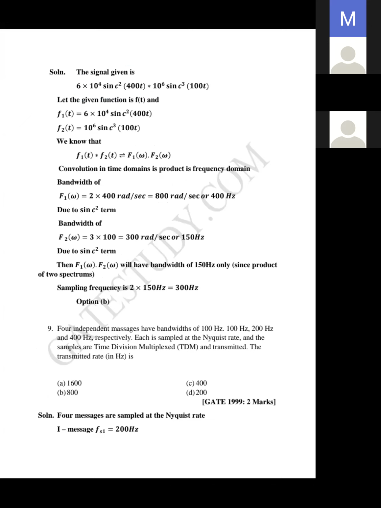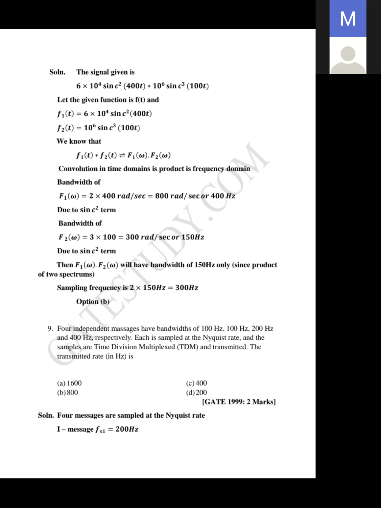f1 of t is equal to 6 into 10 power 4 sinc square 400t, and f2 of t is equal to 10 power 6 sinc cube 100t. We know that the product f1 of t into f2 of t in the time domain is a product of the frequency domain responses, so the conversion of f1 f2 gives a product in the frequency domain. Now the bandwidth of f1 of w.